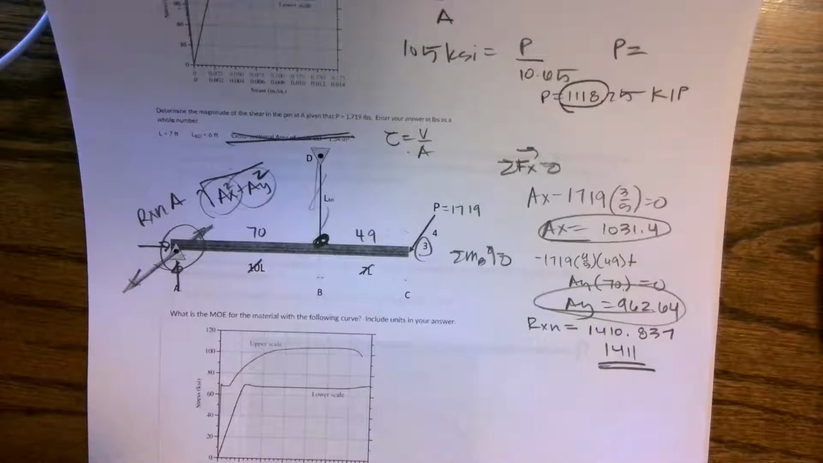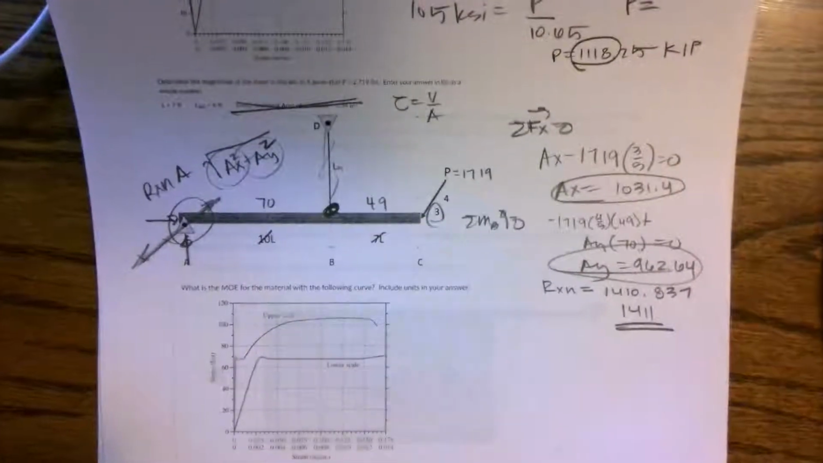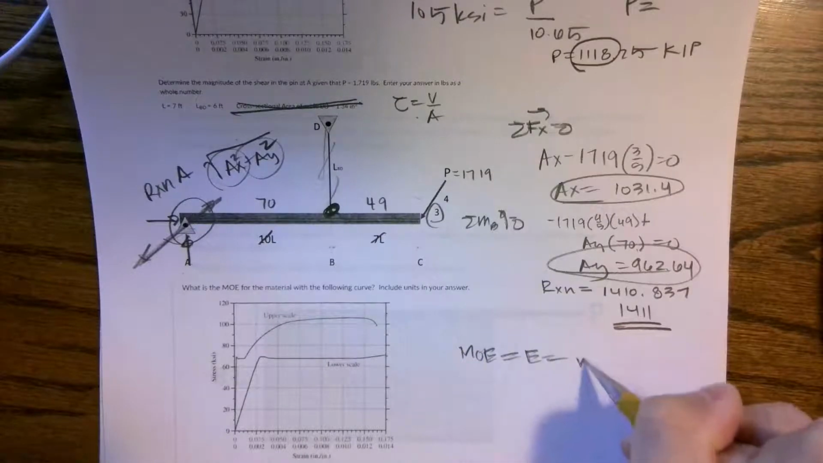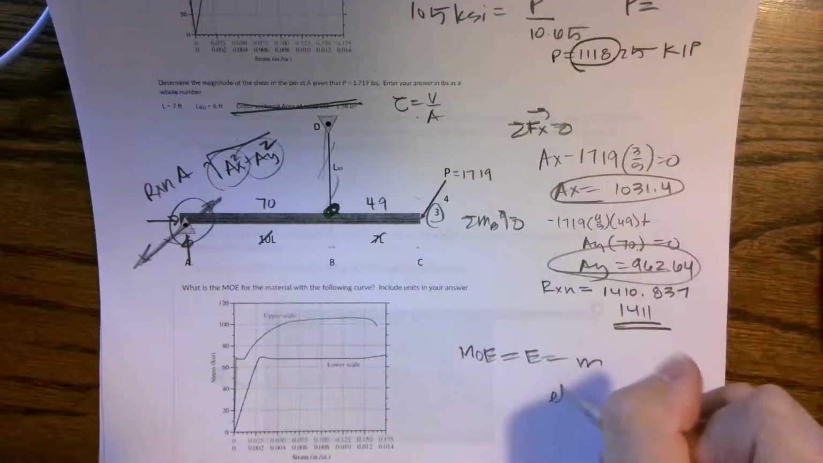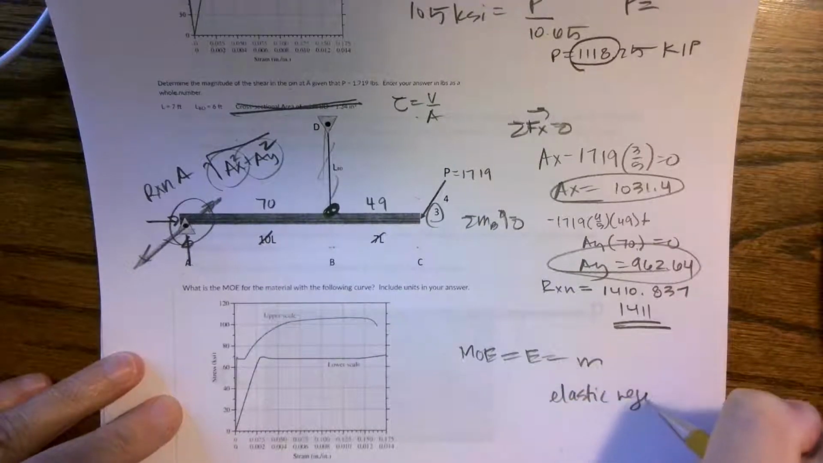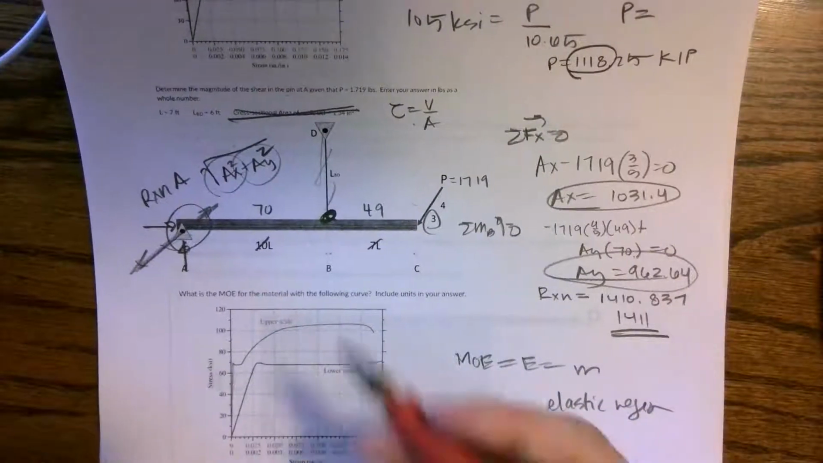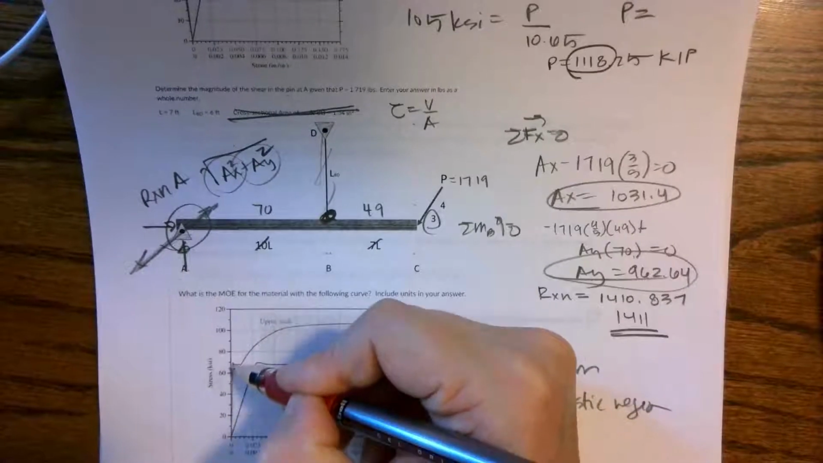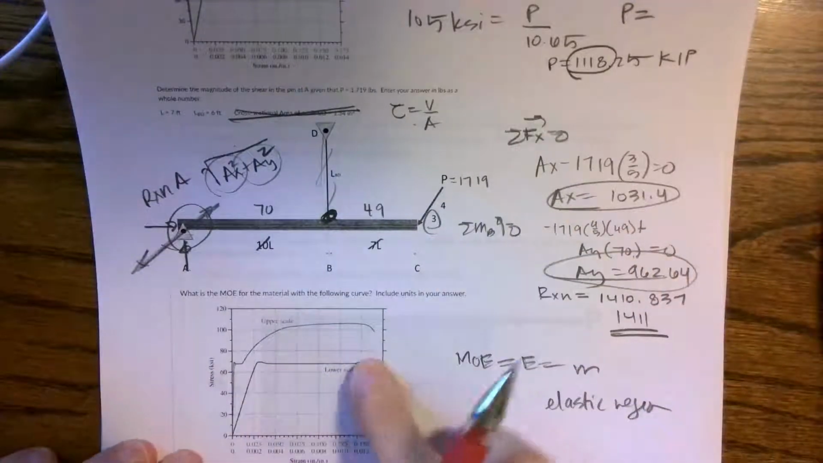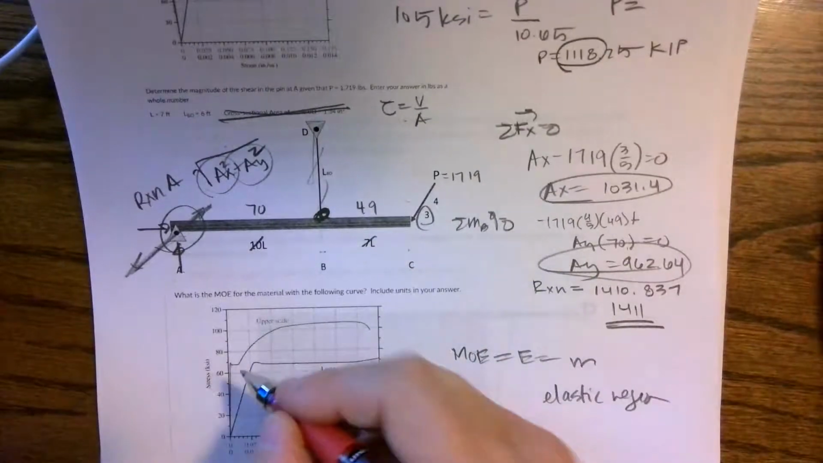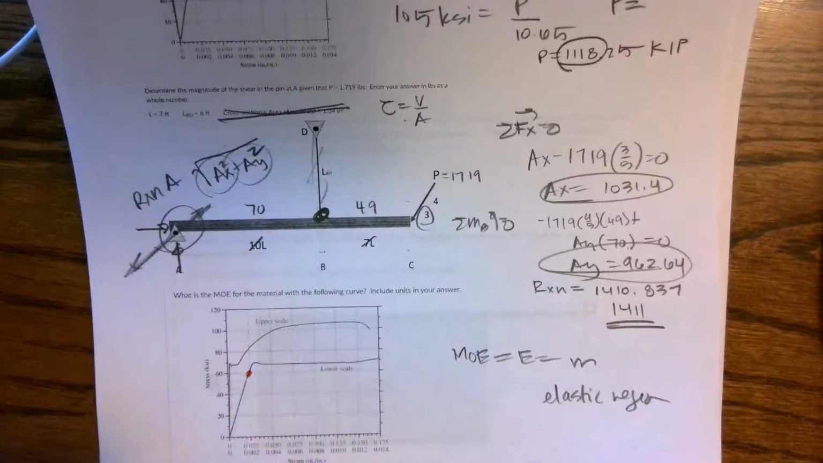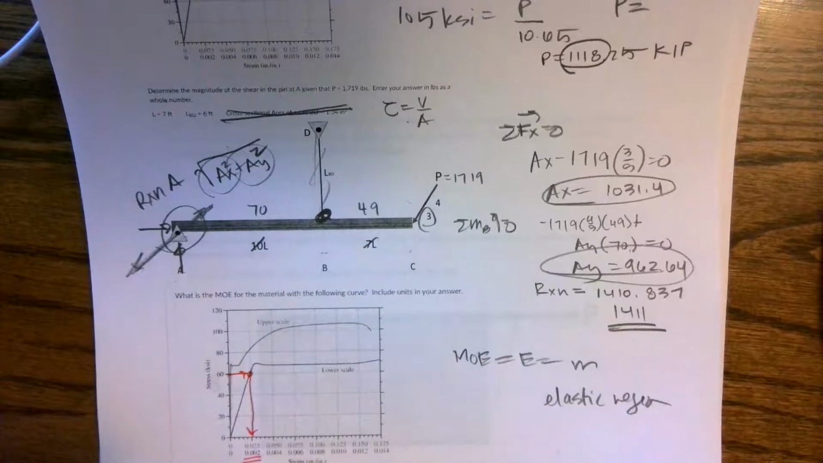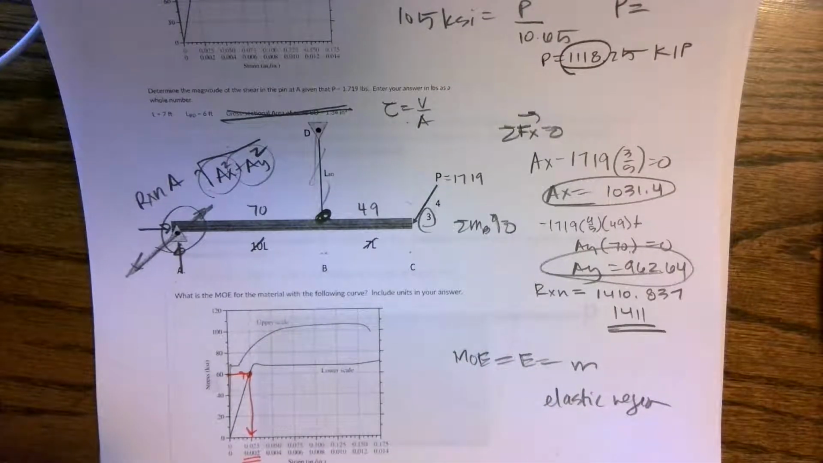MOE for the material. Well, that's going to be my modulus of elasticity, which is E, the slope of the elastic region. So here we go. I just need any point. Here's my elastic region. I don't want to use this one because I can't even see those numbers. So I'm going to use the lower one because it shows me that elastic region. And here's a nice point that crosses. So I have a 60, and then I have to look at the bottom number. I can't read that, but I think it says 0.002.